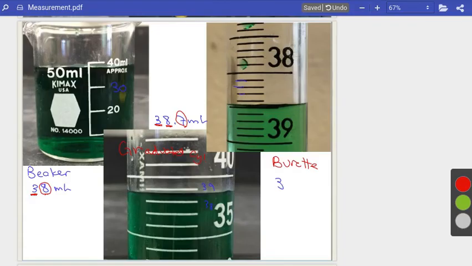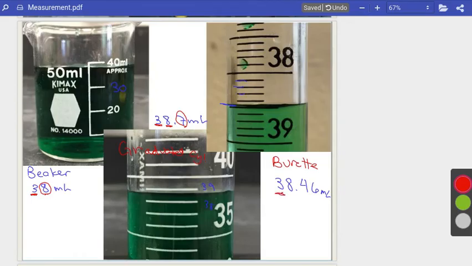So already we are at 38 point, and then if I look at the bottom of the meniscus right here, it's between 4 and 5. So I know it's going to be between 4 and 5, and then I get to guess one more digit, and I don't know. I'm going to say maybe that's a 6. Maybe this is 38.46 milliliters.